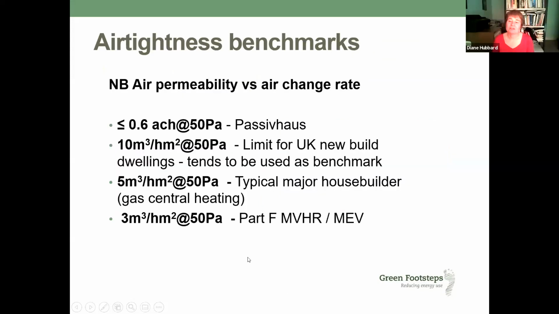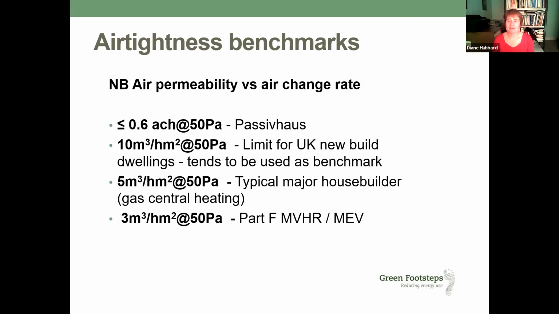Great. Okay. So what I'm going to talk about now is give you a better idea of benchmarks, because it's quite an abstract concept really, trying to get a feel for what we're talking about when we're talking about air tightness levels. Now, I'm going to go against what I was just saying about not mixing up air change rate and air permeability. But the passive house standard is something that people have commonly heard about. And I mentioned with that, you have to hit an air change rate of below 0.6 at 50 pascals to achieve the passive house standard.